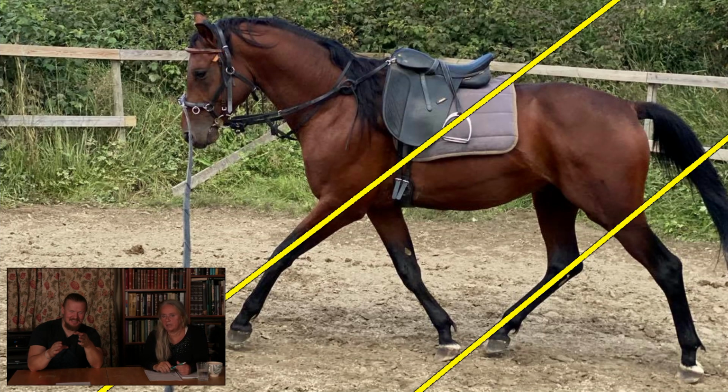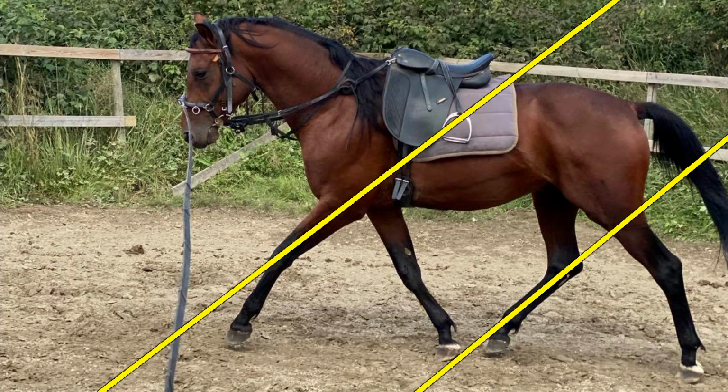Nothing is perfect. I think he brings his front leg slightly too far underneath himself. Yeah, he does. But like you say, he's not pushing off hard enough with the hind, so that means he has to carry a little bit more on the front. So that's fine. So let's have a look at another picture.